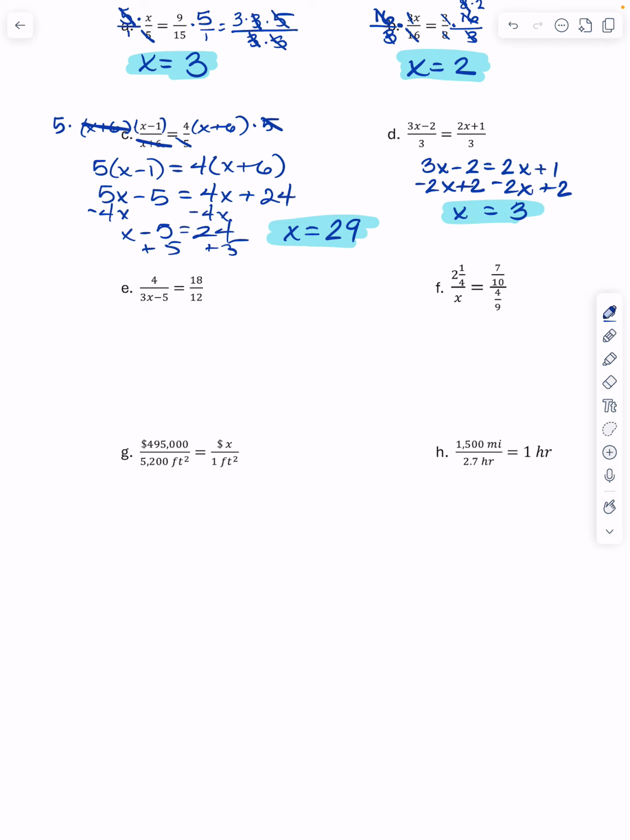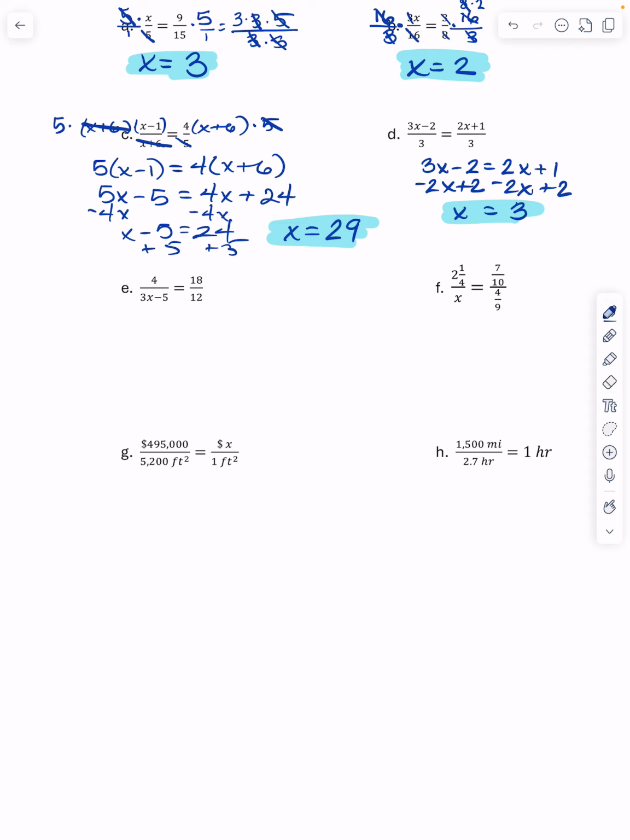Always a good idea to hit pause and attempt these before you come back and check with the work. I am going to start by multiplying both sides by 3x minus 5. Actually, we're going to do this one a little different.